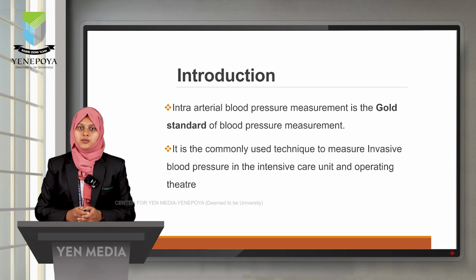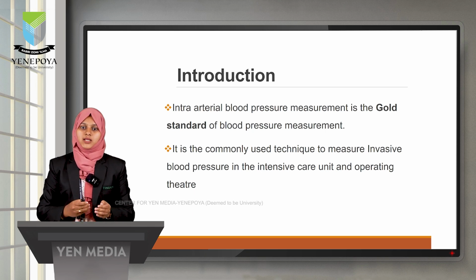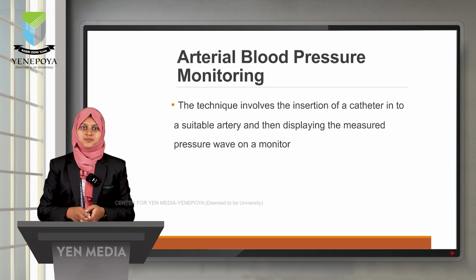So, intra-arterial blood pressure measurement is the gold standard method of blood pressure measurement. It is a commonly used technique to measure invasive blood pressure in the intensive care unit. Usually we do it in the operation theatre. The technique involves the insertion of a catheter, an arterial cannula, into a suitable artery and then displaying the measured pressure wave on the monitor.